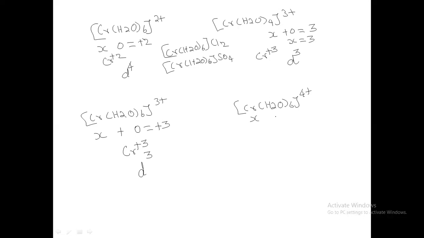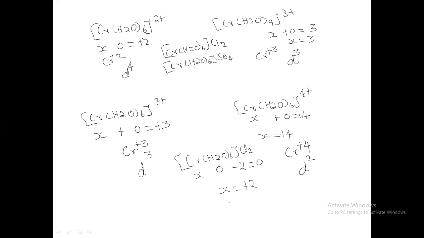For chromium 4+, X plus water 0 is equal to 4, so X is equal to +4. Therefore chromium is in the +4 oxidation state. Chromium is in the sixth family, remove 4 electrons, and we get a d2 configuration. Suppose I take the example [Cr(H2O)6]Cl2. Chromium as X, water ligand contribution 0, minus 2 is equal to 0, so X is equal to +2. Chromium in the +2 oxidation state, sixth family, remove the electrons, we have d4. So any neutral ligand follows this trend.